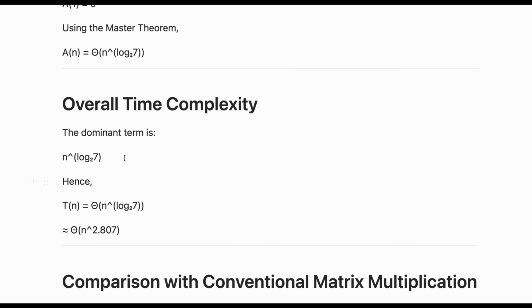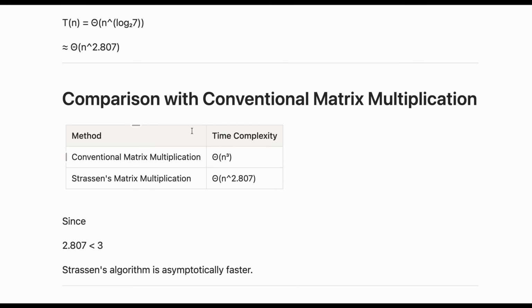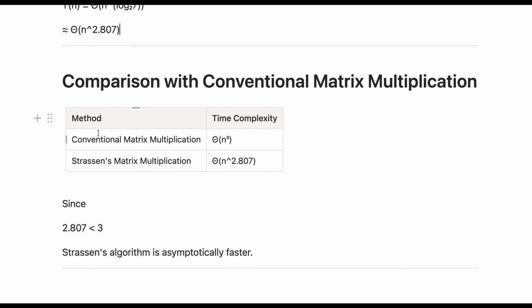So here we can see the overall time complexity. The dominant term is n to the power log base 2 of 7, hence T of n is equal to theta of n to the power log base 2 of 7, which is nearly equal to theta of n to the power 2.807. Here is the comparison with the conventional matrix multiplication method, whose time complexity is theta of n cubed, and Strassen's matrix multiplication, which is theta of n to the power 2.807. Since 2.807 is smaller than 3, Strassen's algorithm is asymptotically faster.